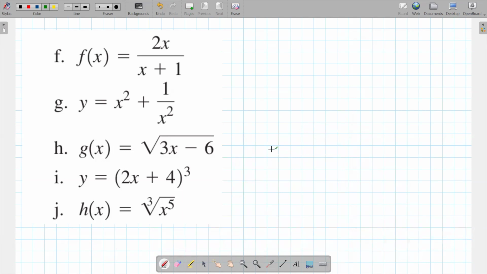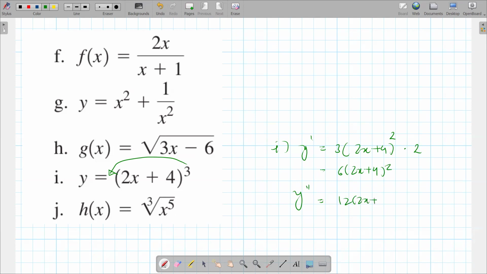I and j are super simple. Y prime would be, again, 3 comes in the front. So 3 times (2x plus 4) squared times what? What's the chain rule component? It's 2. Yep. So that's a 6, times (2x plus 4) squared. Go one more level. Second derivative would be 12, (2x plus 4) to the 1, times 2 again. 24 times (2x plus 4), and you're done. Easy peasy. J is the same thing.